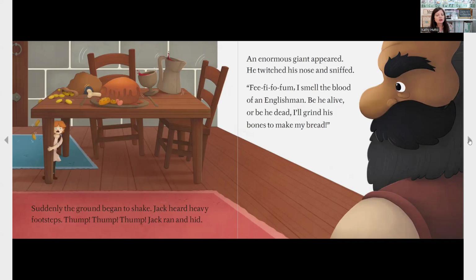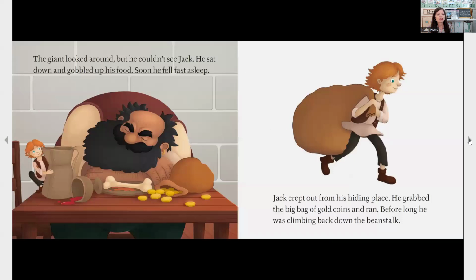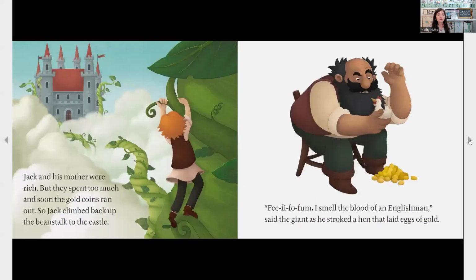He twitched his nose and sniffed. "Fee, fi, fo, fum. I smell the blood of an Englishman. Be he alive or be he dead, I'll grind his bones to make my bread." The giant looked around, but he couldn't see Jack. He sat down and gobbled up his food. Soon he fell fast asleep. Jack crept out from his hiding place. He grabbed the big bag of gold coins and ran. Before long, he was climbing back down the beanstalk.